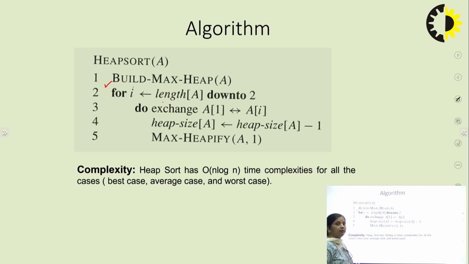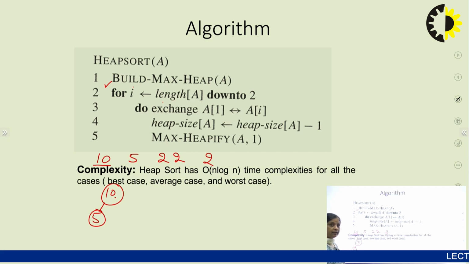Now let us understand the concept: when we create a max-heap, how do we do it? Let me take one small example. I have the numbers 10, 5, 22, 2. How can I create a max-heap? What is the first value to be inserted? That is 10. That will be the root. What is the second value? 5. 5 will be placed on the left. Now see, is it satisfying the max-heap? Yes, 10 is greater than 5.